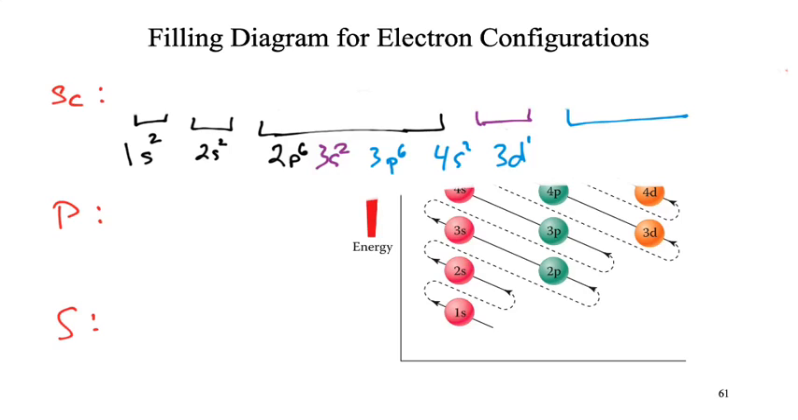Scandium is in the D block. It is the first one in the D block, so I could call that D1. It is in the fourth row, so I might say 4D, except I have to remember the D block is offset, so it's not 4D, it is 3D. What happens to all of the orbitals before it? They get completely filled. They are all filled.